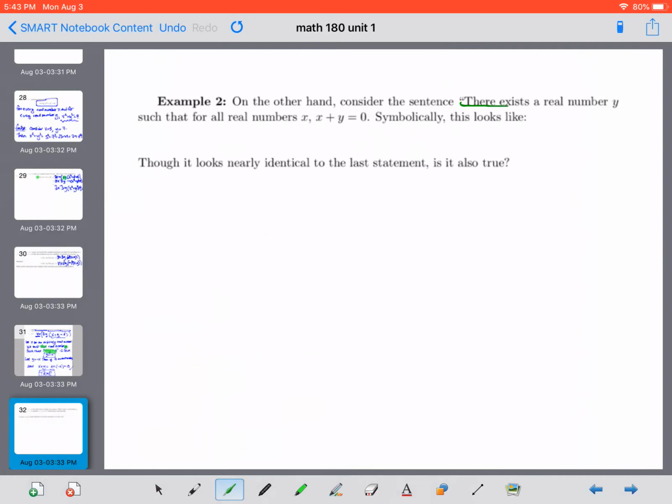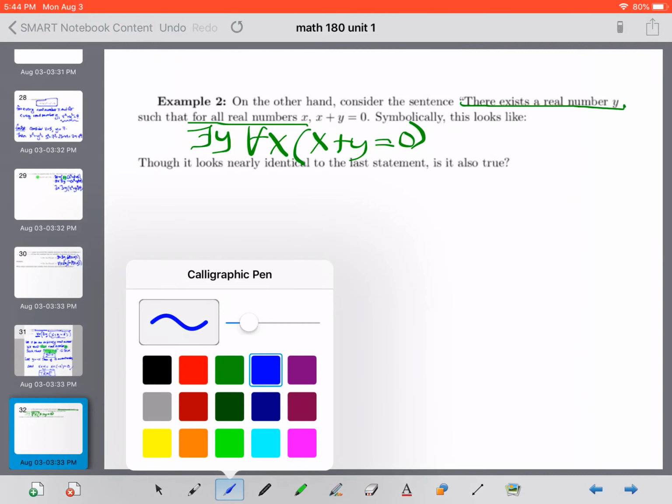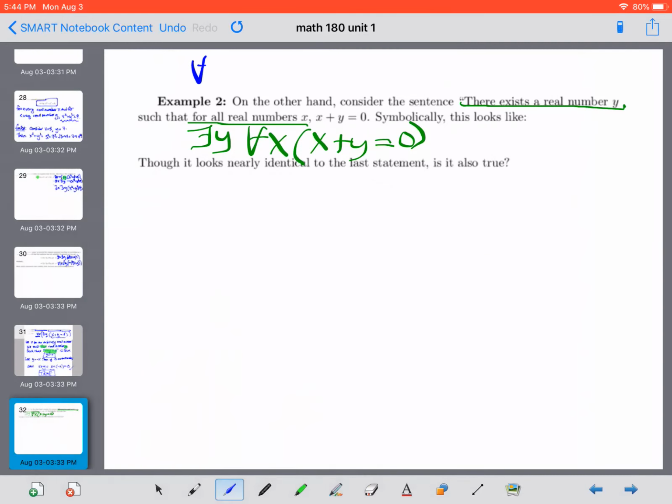So symbolically, we have there exists a real number y, there exists a y, such that, we don't need to put a parentheses here, we'll put it at the end, such that for all real numbers x, parentheses, x plus y is equal to 0. Alright, this looks awfully similar to what we had on the last page. On the last page, all that was reversed was the quantifiers: for all x, there exists a y, such that x plus y equals 0. This was last page.